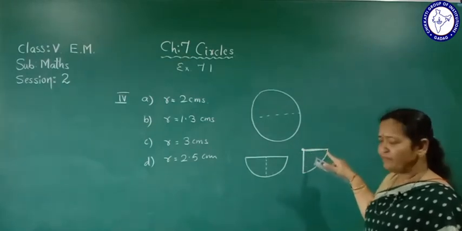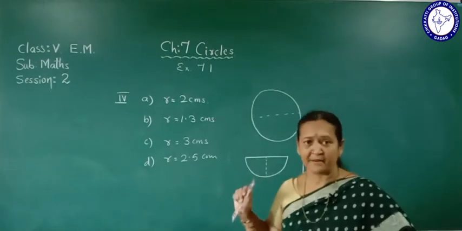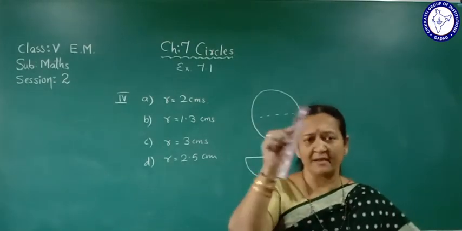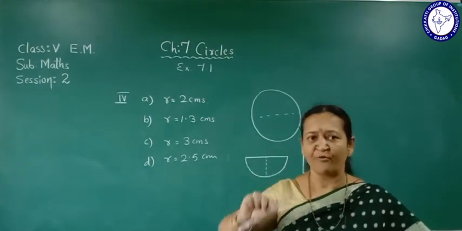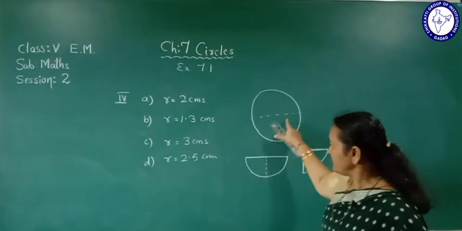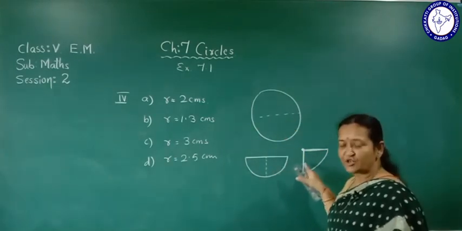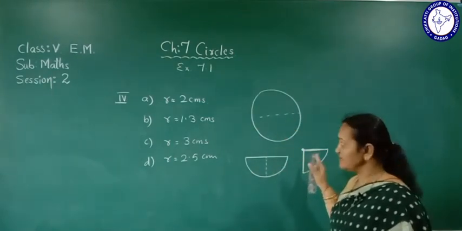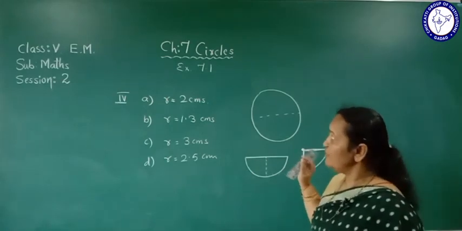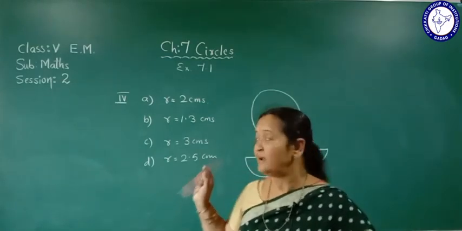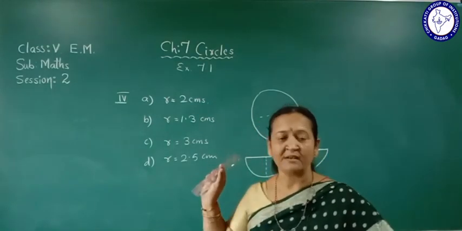This understood? Even this you can do on a paper. On a paper, if a circle is drawn, fold and find the radius and center of the circle. This understood? So here we completed exercise 7.1.